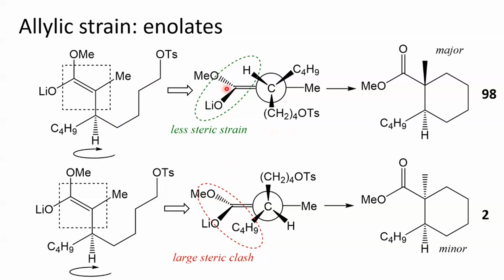So the top transition state, with this hydrogen aligned towards the enolate groups, places the reactive tosylate group underneath the enolate, which gives us our major reaction product. The minor product is disfavored because this butyl group will be sterically clashing with the enolate group behind it. And this is the only way that our tosylate can sit above the enolate to react in this way here.